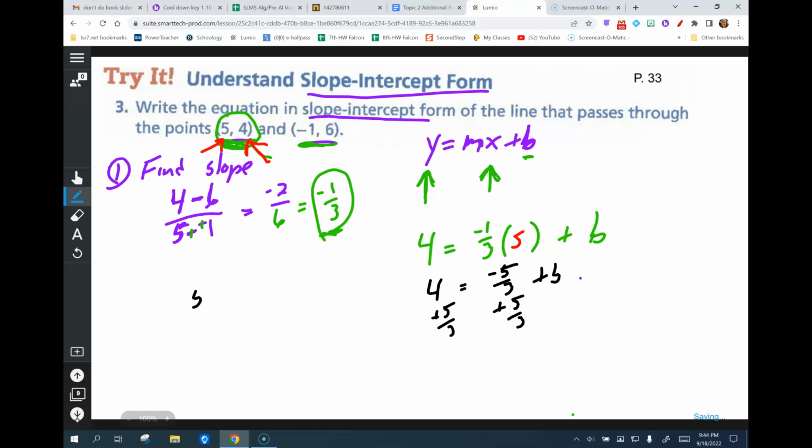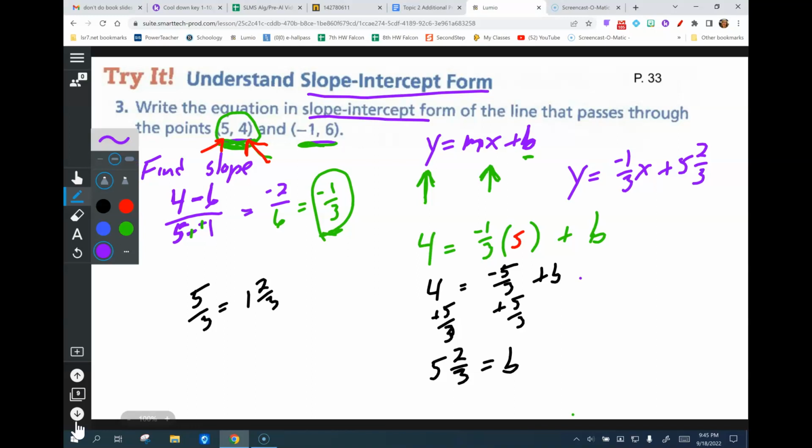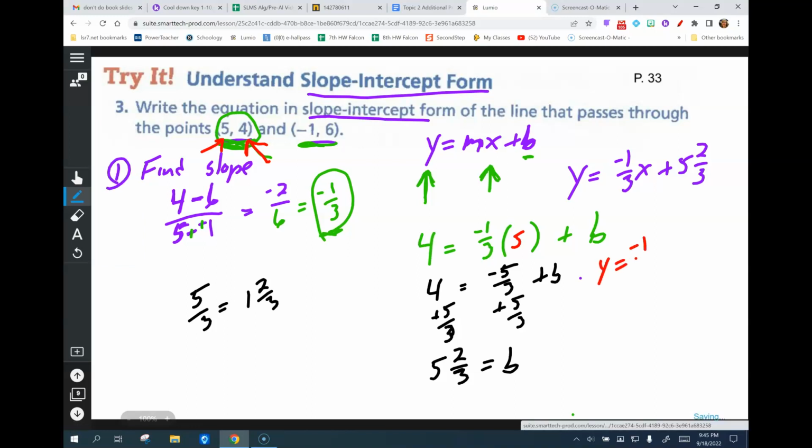Well, think about 5/3. Isn't that 1 2/3? And aren't we just adding that to 4? So isn't that 5 2/3 is equal to b? Luckily, we don't have to graph this puppy. Man, that's not fun. So our equation is y is equal to negative 1/3 x plus 5 2/3. So just FYI, the book has the answer of y equals negative 1/3 x plus 17/3. Yeah, I don't know which one's better. So I would accept either, but I want you to see that the book might give you the improper fraction. I totally get that too.